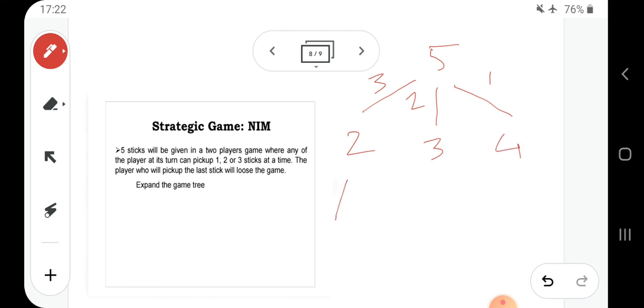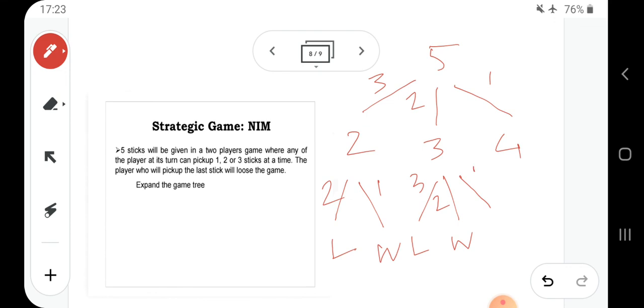From these 2 sticks, either somebody can pick up 2 sticks, which will lead to a loss because nothing will remain, or somebody can pick up 1 stick, which will lead to a win because the subsequent player has to pick up that single stick and he will be the loser over here. In this case, if one picks up 3 sticks, it will be a losing criterion. If somebody picks up 2 sticks, that will be a winning criterion because 1 stick will remain and that will be picked up by the subsequent player.